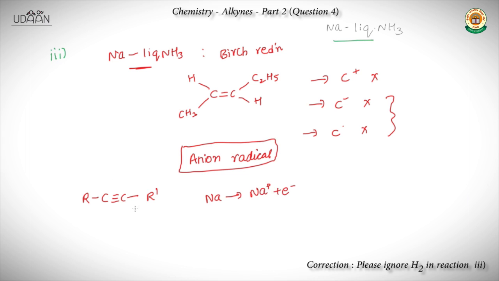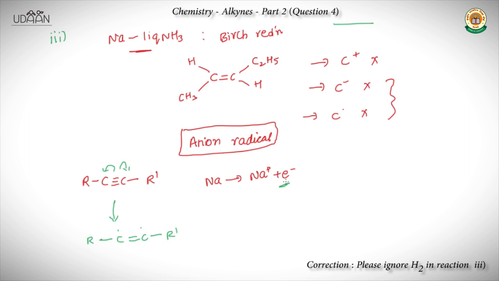Now, first thing that happens is it will undergo homolytic cleavage to give RC double bond C, a radical here and an R dash here. Now we have electrons in the mixture which are provided by sodium, and these are stabilized by ammonia which you have there. Solvated electrons we call it, and the solution appears to be blue color. Okay.